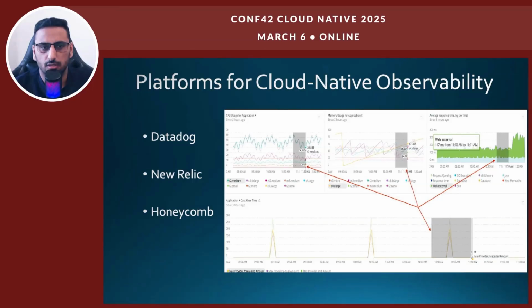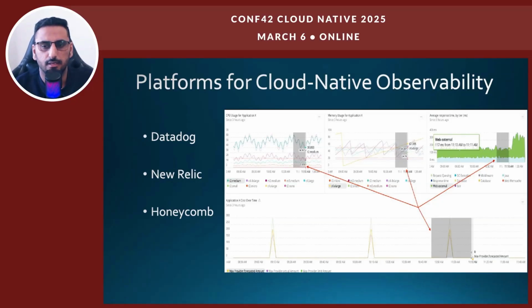The first is Datadog. Datadog is a market leader, and it offers comprehensive monitoring and analytics across cloud native environments, including logs, metrics, traces, and events. The next is New Relic. New Relic is a comprehensive observability platform with strong application performance capabilities. It is also a very famous platform used by millions of users across the world.